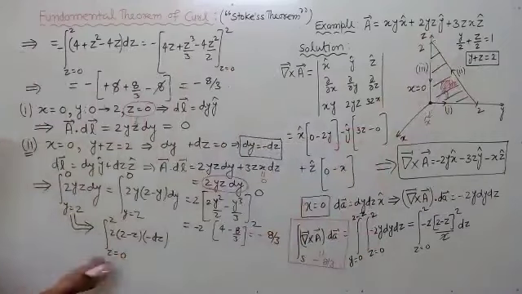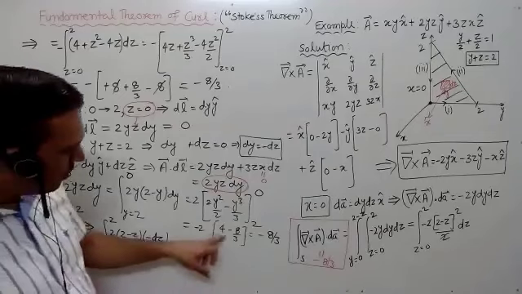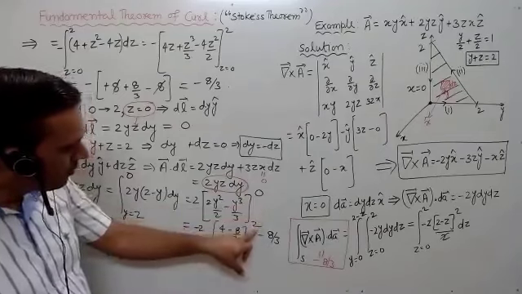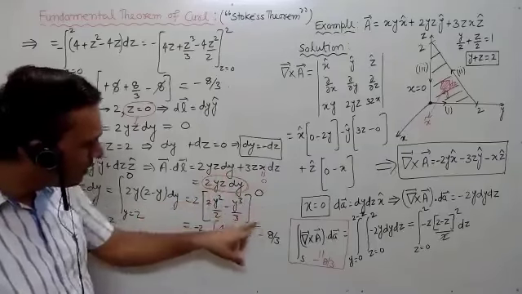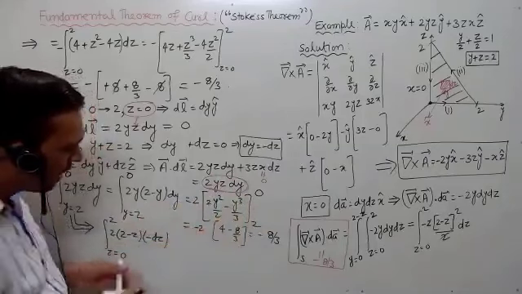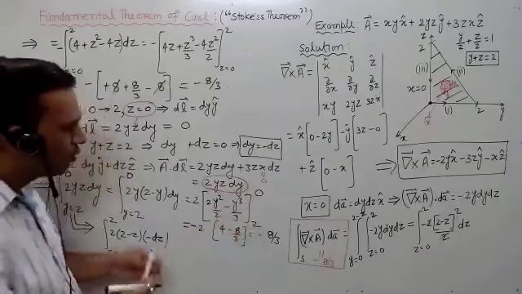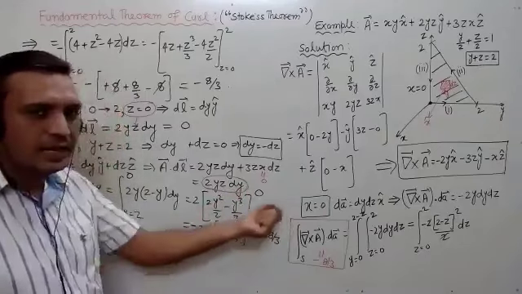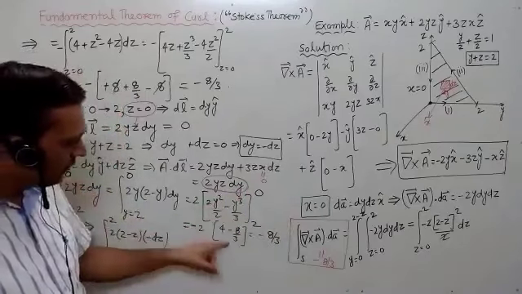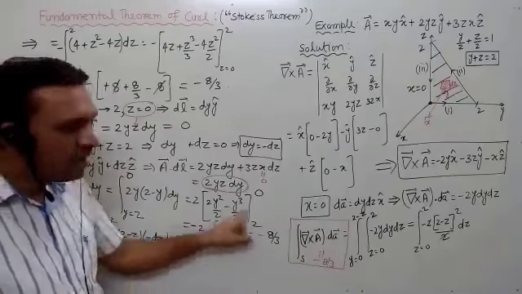You can see here. Sir, why we got minus 8 by 3, sir? Because limit is 2 to 0. So first you have to put 0, then minus 2. So I have taken here minus sign. Limit is 2 to 0, so first you have to put 0, then everything will be with minus sign. So this is minus 8 by 3.